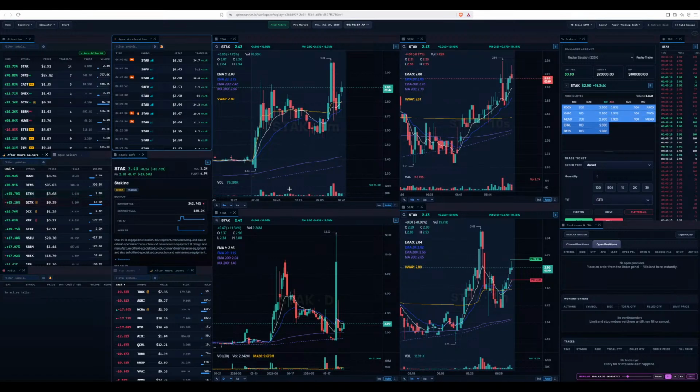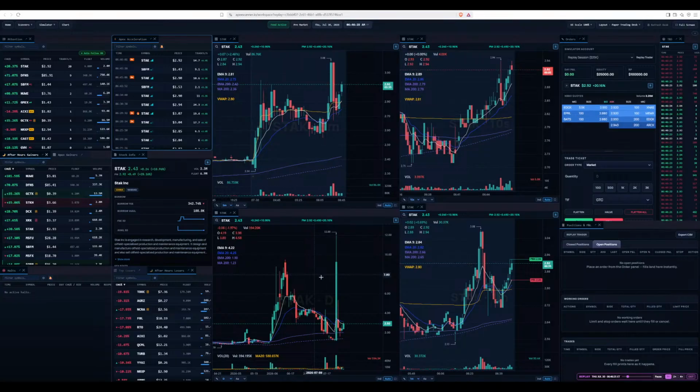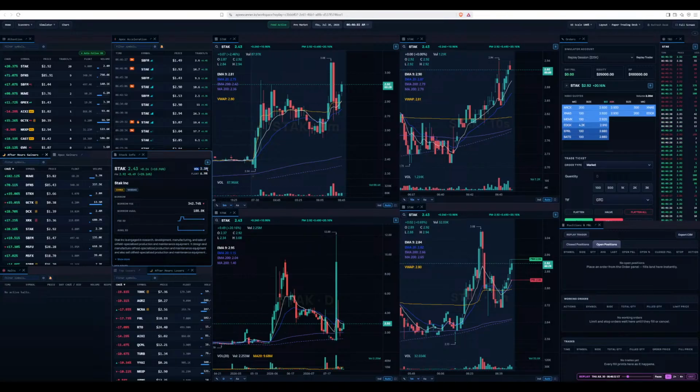So the time right now on this replay day is 6:46 a.m. And this is on Thursday, July 30th. This is exactly how the market was on that particular day. And you have the stock info panel. It gives you how many shares are traded for the stock, what the float of this particular ticker is, and you also have the borrow rate.